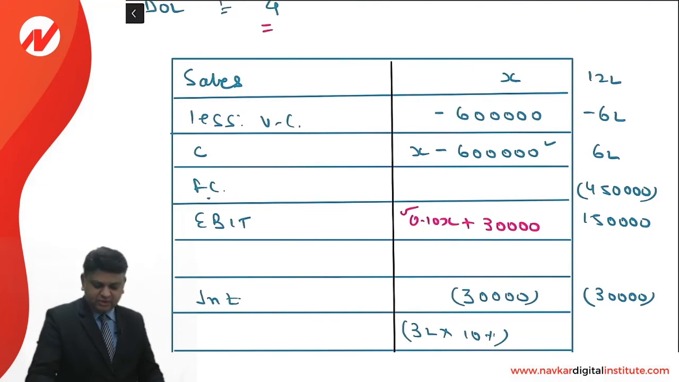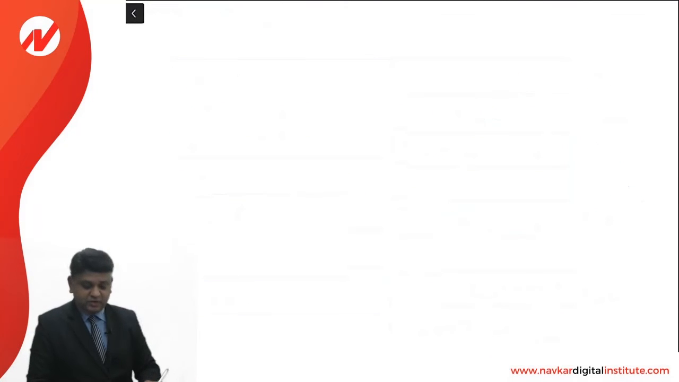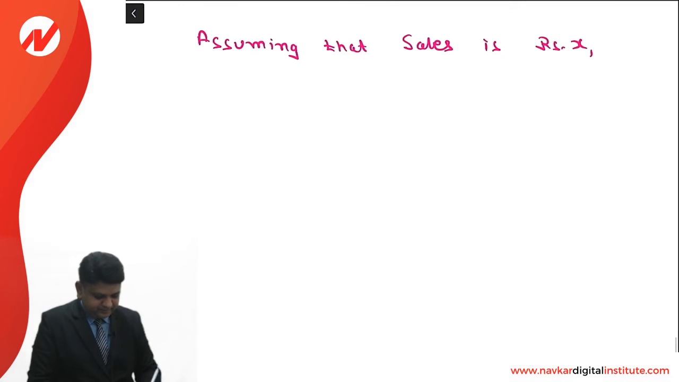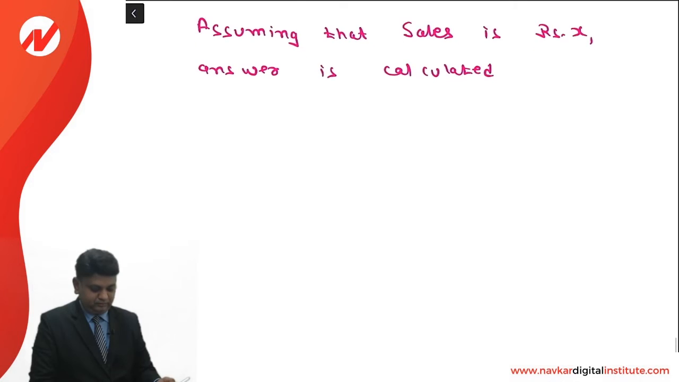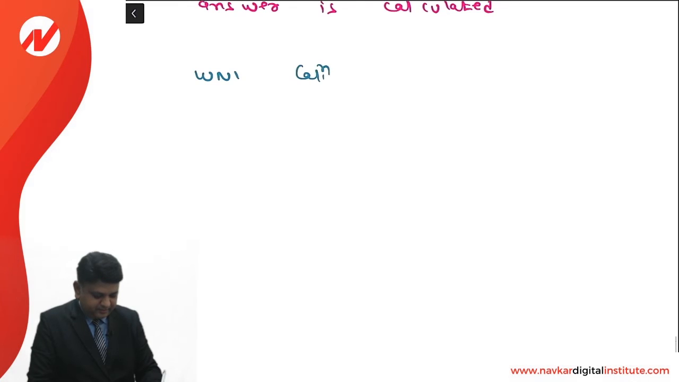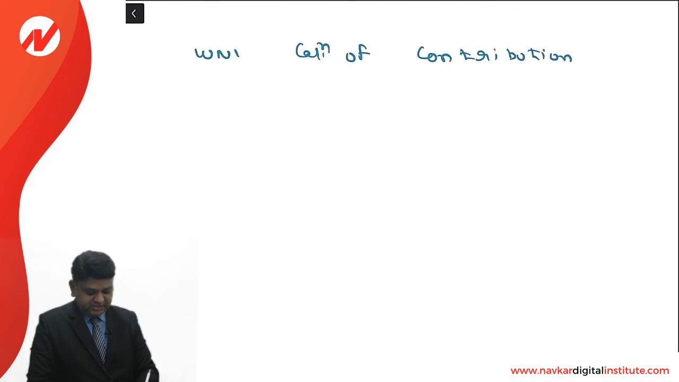So let us start making calculation of the answer now. So I request all of you to write down the answer along with me. Assuming that sales is rupees X, answer is calculated. So working note number 1, calculation of contribution. Contribution is sales minus variable cost.